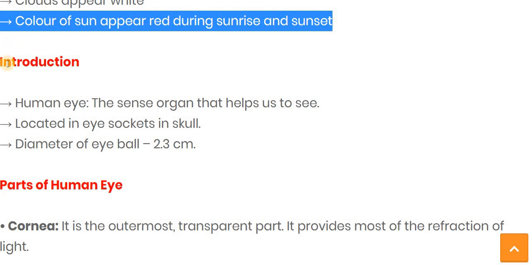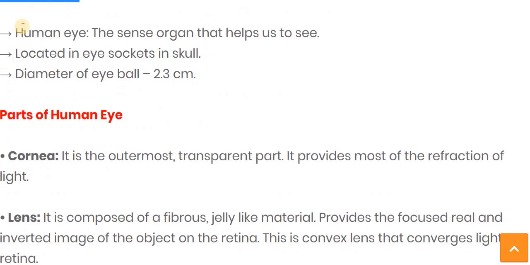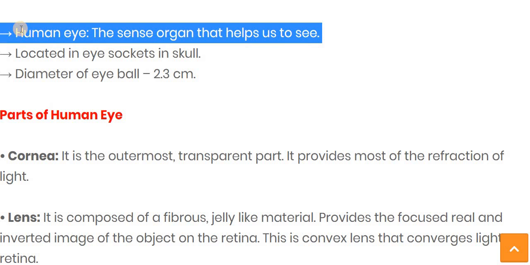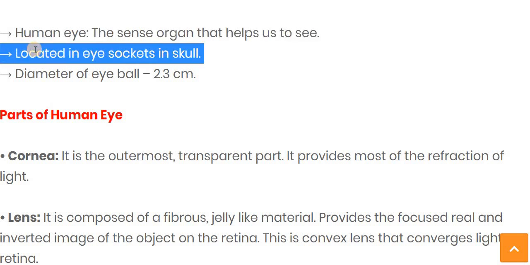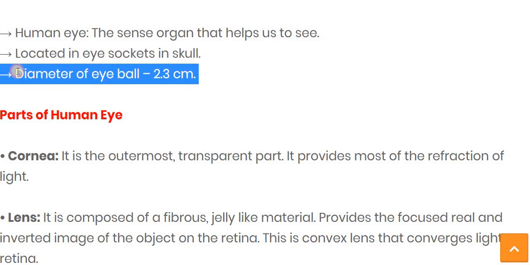Now let's talk about the introduction part. As we see, in this chapter we are going to learn about the human eye. The human eye is the sense organ that helps us to see. This human eye is located in the eye socket in the skull, and in the eye there is the eyeball. The diameter of the eyeball is 2.3 centimeter.